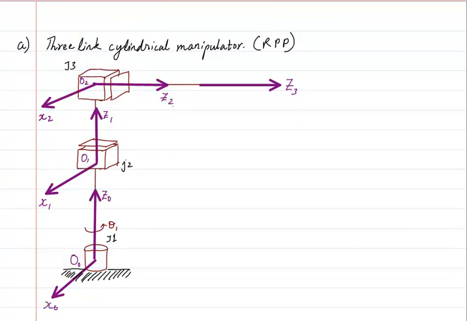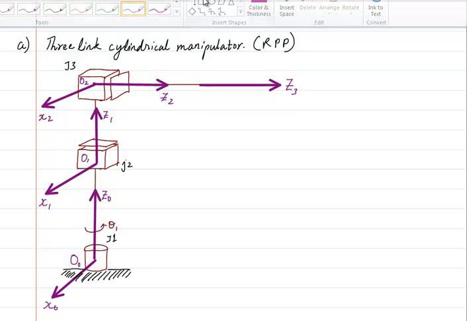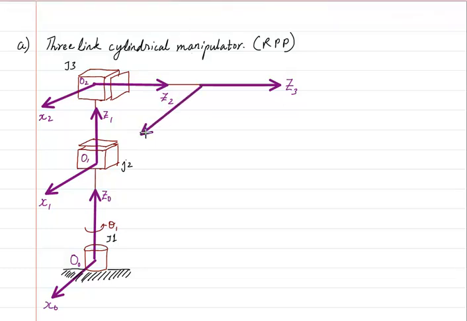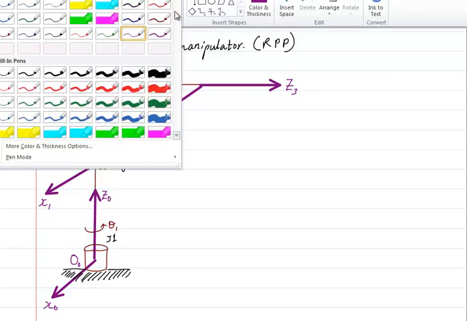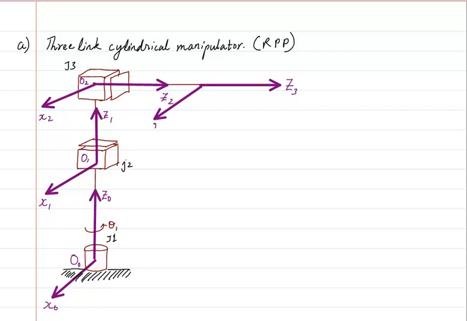Now similarly, Z2 and Z3, they are collinear, or they are parallel to each other, so I can draw it anywhere. For the sake of convenience, I am going to draw it from here. I will draw it parallel to X2 itself. So this becomes my X3 axis.